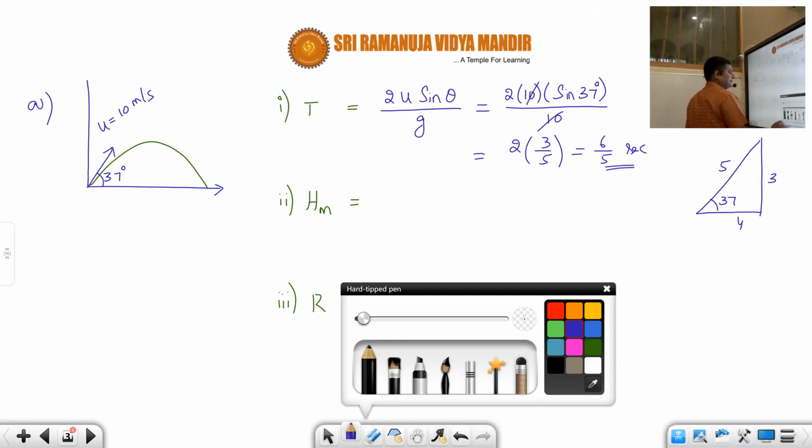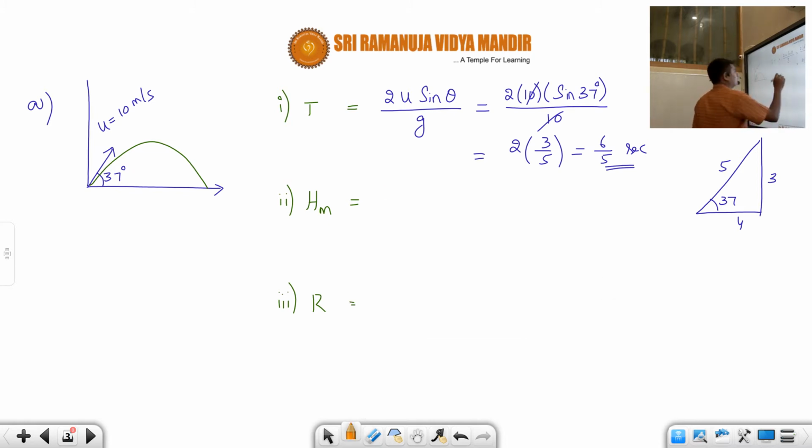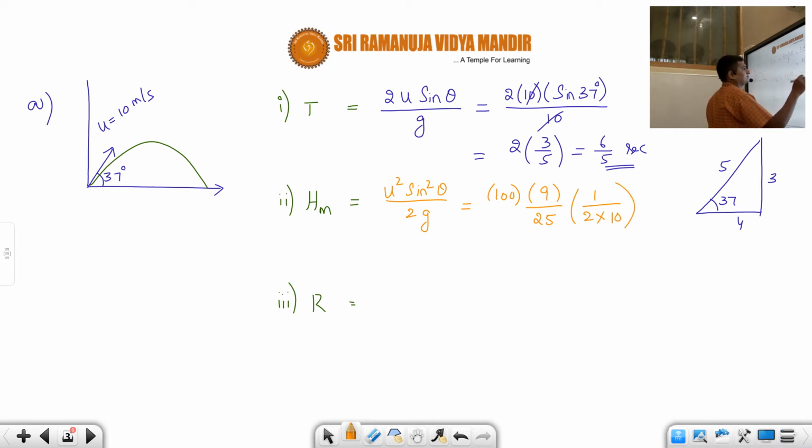Next, what is the maximum height? What is the formula, students? u square sine square theta by 2g. What is u? 10. 10 square means 100 into sine square theta. Sine theta is how much? 3 by 5. So sine square theta means 9 by 25, into 1 by 2g, divided by 10. So that is equal to, the 10 will get cancelled, 2 5s and 5 5s, so that is equal to 9 by 5 meters.